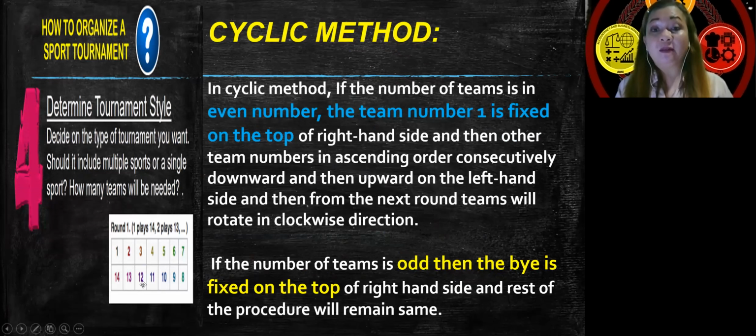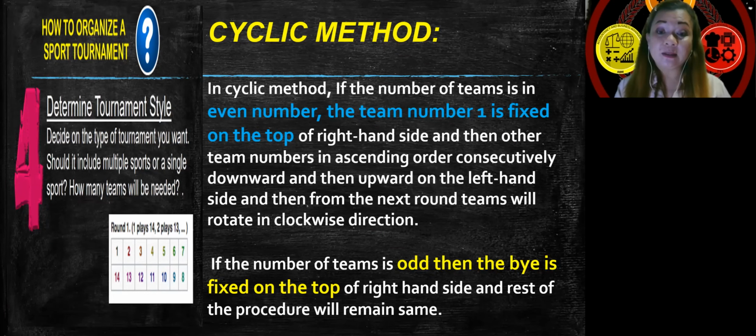So in the cyclic method, if the number of teams is an even number, team number 1 is fixed on the top of the right-hand side, and the other team numbers in ascending order consecutively downward, and then upward on the left-hand side. From the next round, teams will rotate in a clockwise direction. An example of that will be shown to you later.